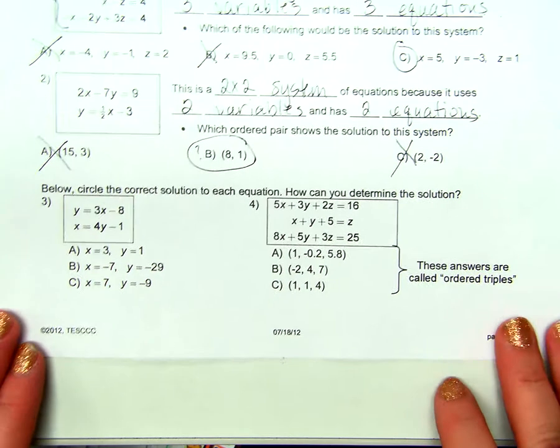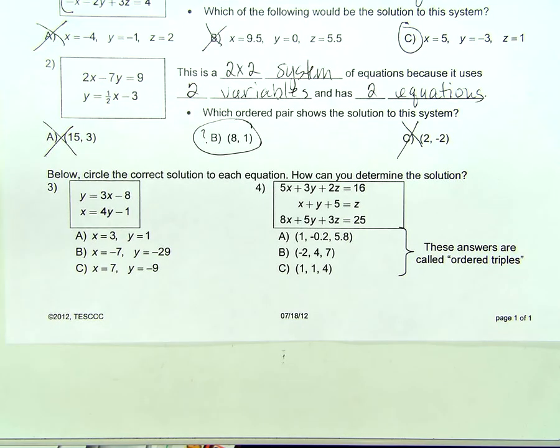Fair enough? Okay. All right, so look at number 3. How is 3 and 4 different than the two we just did? They are not. Okay, they're not different from the ones we just did.